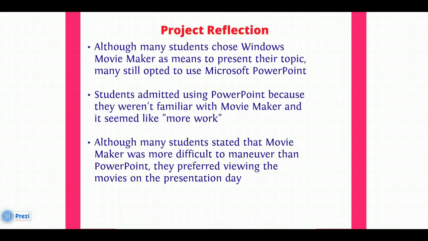I did survey my students, and many of my students admitted using PowerPoint because they weren't familiar with Movie Maker and that it seemed like more work. Although many students chose Windows Movie Maker as means to present their topic, many still opted to use Microsoft PowerPoint. Many students also stated that Movie Maker was more difficult to maneuver, but that they preferred viewing the movies on the actual presentation day.